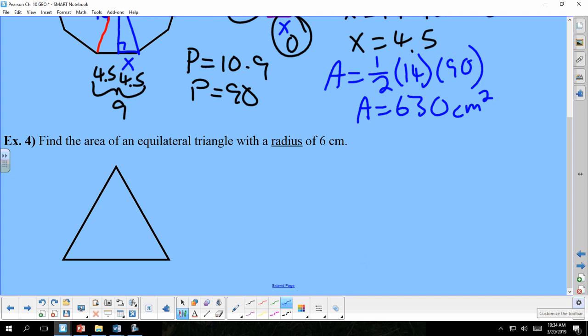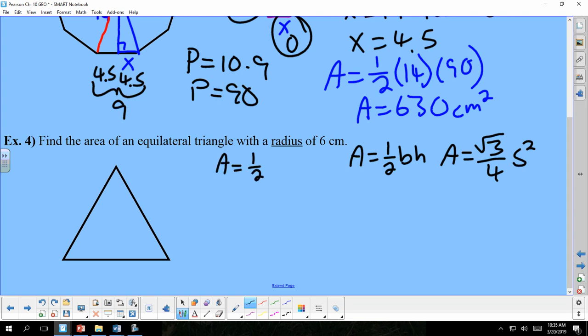All right, the last one. An equilateral triangle. Remember, we have several different ways to find the area of triangles. We have 1/2 base times height. We have the square root of 3/4 times the side length squared for all equilateral triangles. And then the last one we have is what we'll use for this one. Area equals 1/2 apothem times perimeter. We can use any of those to find the area of this triangle.